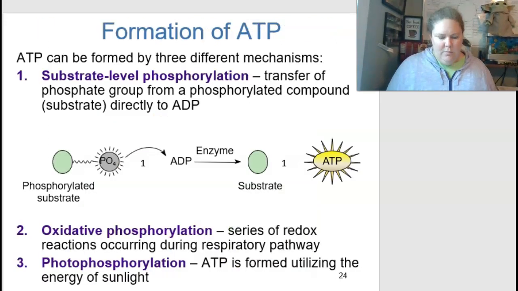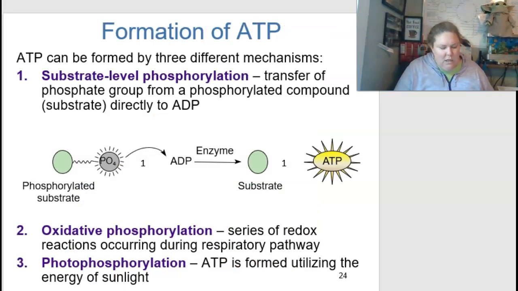So, how do we form ATP? Well, this is figure 8.15 in your book, and ATP can be formed by 3 different mechanisms. The first one is substrate level phosphorylation. The second is oxidative phosphorylation, sometimes called OXPHOS. And the other is photophosphorylation. We as humans can't do photophosphorylation because although we need sunlight to live, we can't use it to make energy.